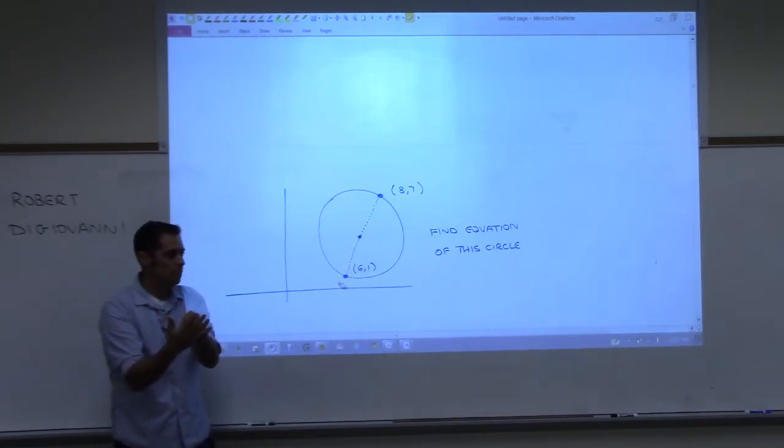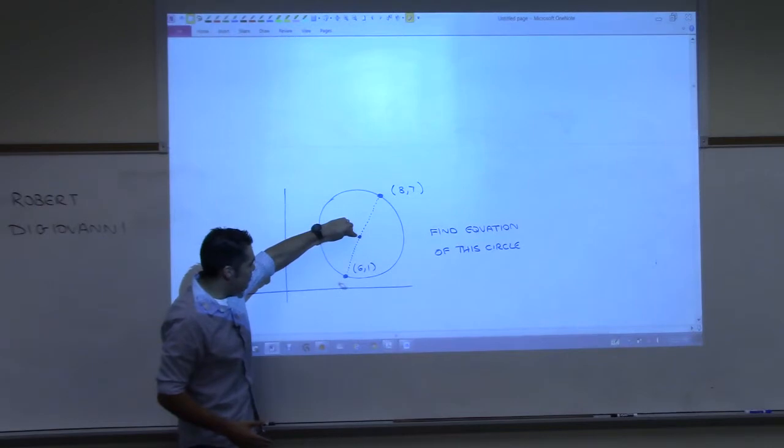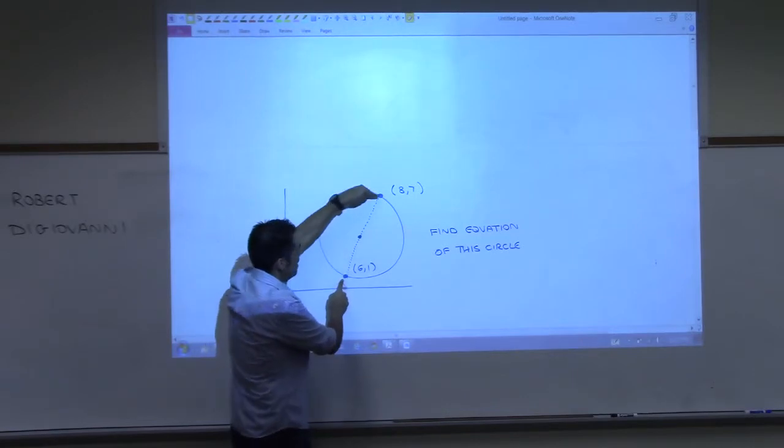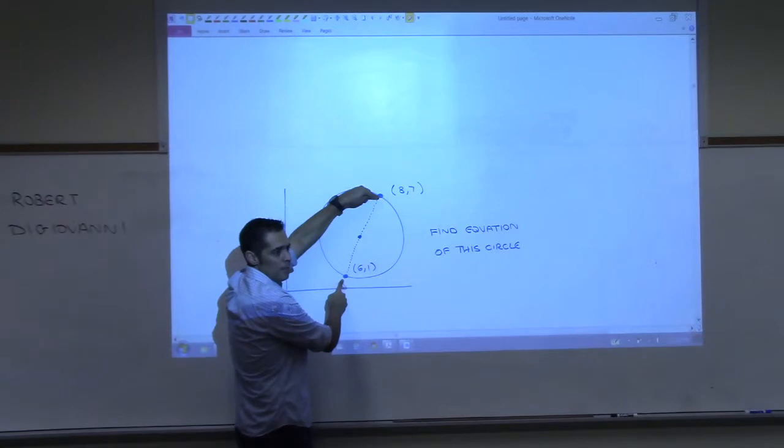No. You have a point that is this point from here to here, that is actually referred to as the what of the circle? The diameter, right?